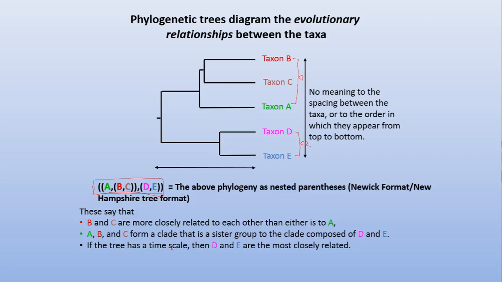Okay, so now if the tree has a time scale, if it is provided with, then you can say that taxonomic units D and E are most closely related, and so are B and C. So this is how you are supposed to interpret a phylogenetic tree.